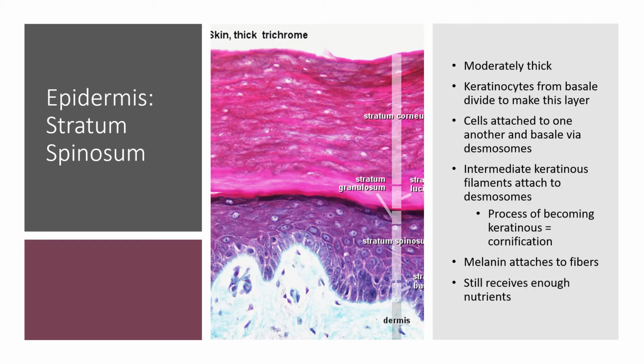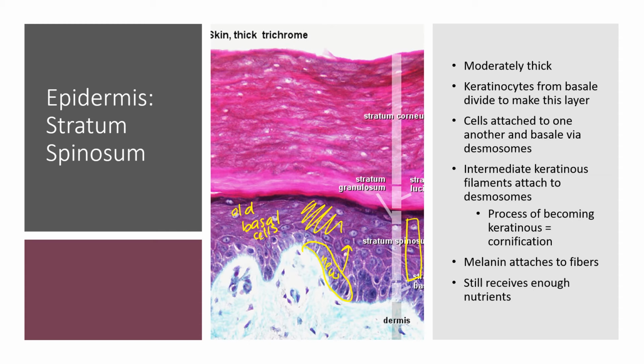As I mentioned in the last slide, the next superficial layer is the stratum spinosum. This is moderately thick. You have probably 10 or 12 layers of this tops. When the keratinocytes from the basal layer divide and are pushed superficially, they make this layer. So all of these are basically old basal cells, and the basal ones are new.